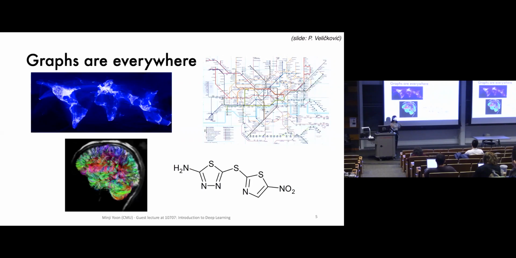And even in our bodies, there are many graphs. For example, in the brain, how neurons are connected or communicate with each other can be represented as a graph. And the molecule, the basic unit used in chemistry and biology, can also be represented in graph format. And because graphs are everywhere, if you make a good graph model, that means there is a diverse array of applications you can have a huge impact on.